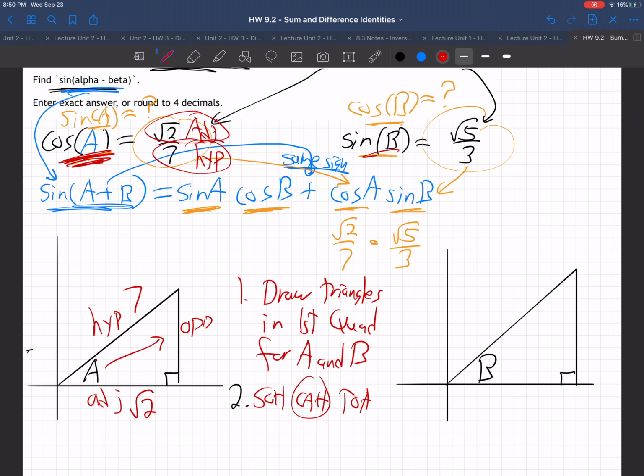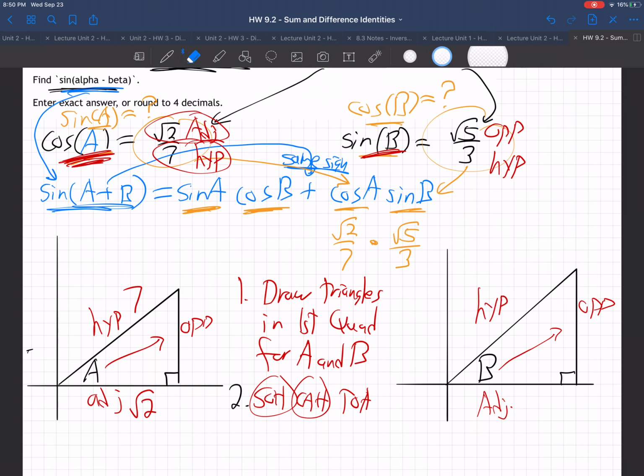Let's go to the B. Sine of B, sine is opposite over hypotenuse. So the opposite, here's B. Here's the opposite side, the adjacent side, and the hypotenuse. For that one, let me get rid of these arrows in here. Okay, so the sine of B, opposite, root 5, so this is root 5, over hypotenuse, which is 3. This is a 5 here. Root 5 over 3. Okay, so we're missing a side in each of those triangles, aren't we?